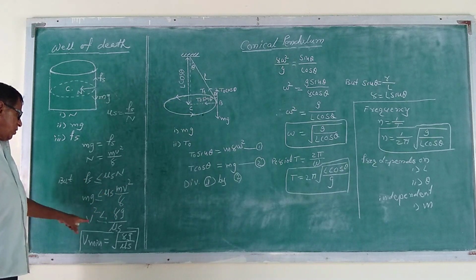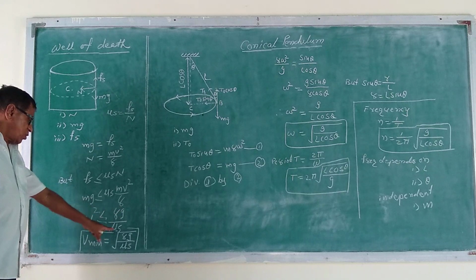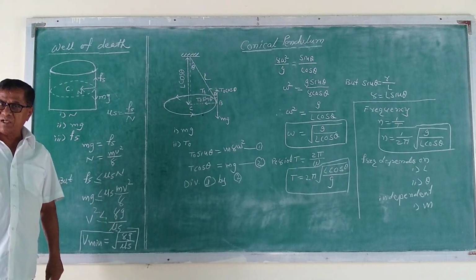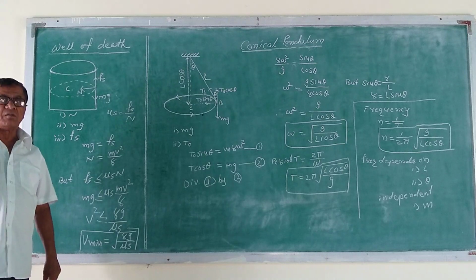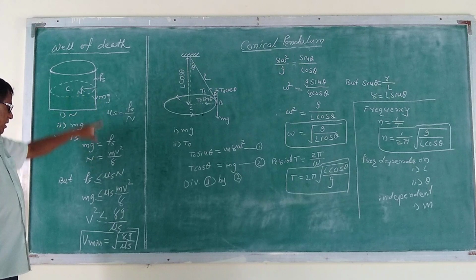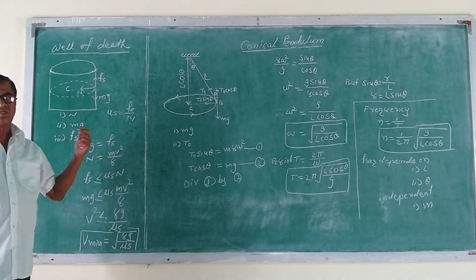In this, v square is greater than or equal to rg upon mu s. Therefore the minimum speed v required by the motorcyclist to drive along the horizontal circle inside the well is equal to root of rg upon mu s. That is the first derivation.